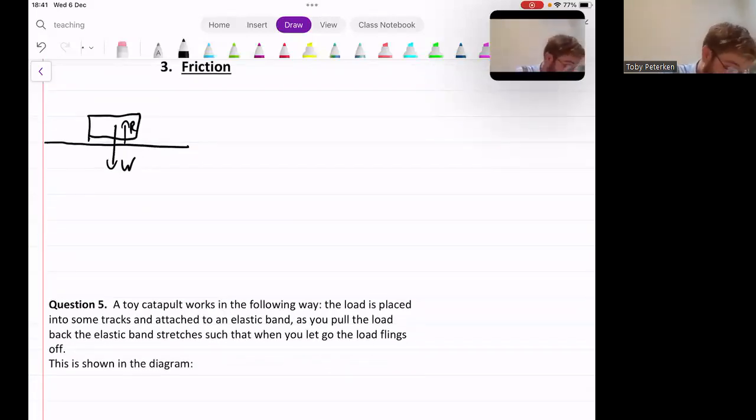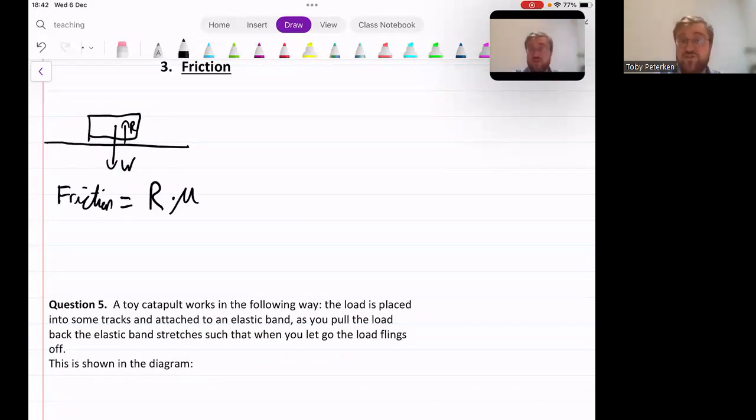So, friction is equal to the reaction force, we call it R, times what's called the coefficient of friction. And this just tells you about the material. So the higher the coefficient of friction, the harder it is to slide past.